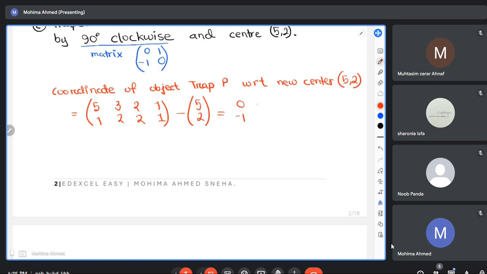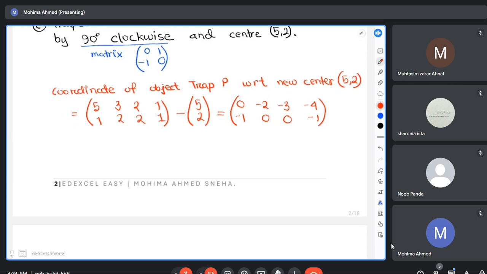3 minus 5 is minus 2, 0. 2 minus 5 is minus 3, 0. This is going to be minus 4, minus 1, right? Now, this is the new coordinate for trapezium P with respect to the new center.